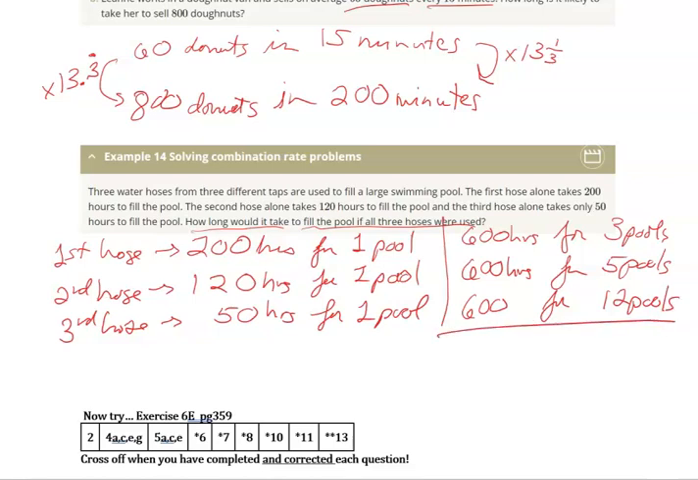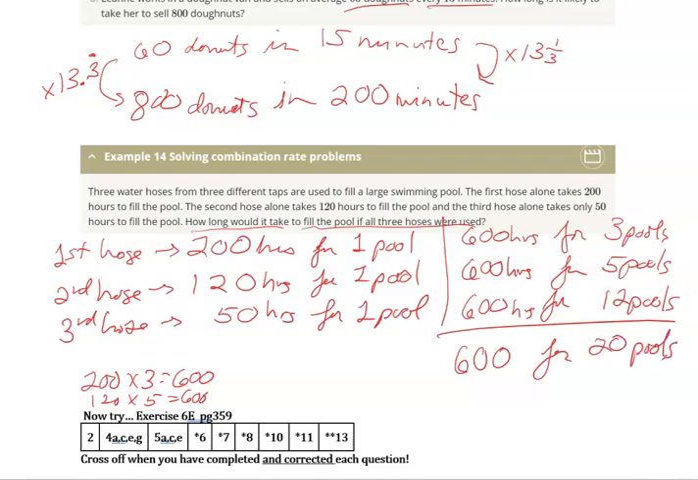So all of them added together. For the first hose, 200 times 3 gives me something I can work with. So I know it could do 3 pools in 600 hours. And I know that the other one, 120 times 5 equals 600. So we've got the same amount of time, but these we can add together. 5 plus 3 plus 12 means that over 600 hours, with all of them working together, we can get 20 pools.